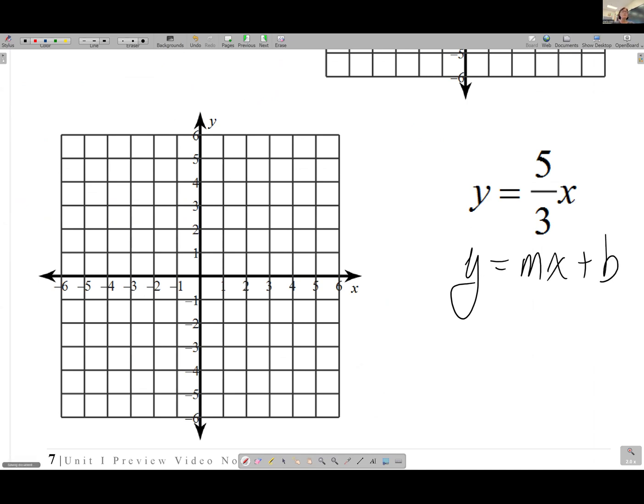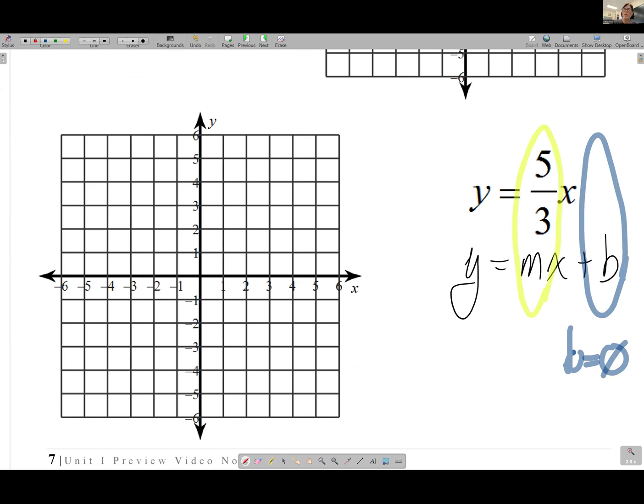Start by writing your equation, y equals mx plus b. And we go here. And we're like, where's the b? Well, when there's nothing there, your b is 0. Your y-intercept's 0. And here our slope is going to be 5 over 3. So my rise is 5. My run is 3. It's a positive line, so I'm going to go upwards from left to right.